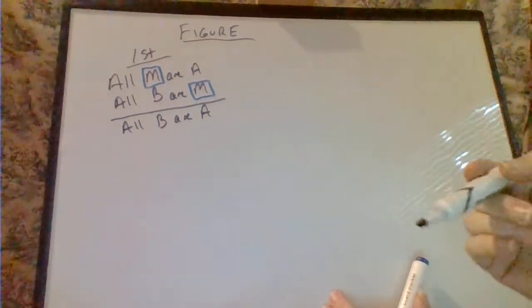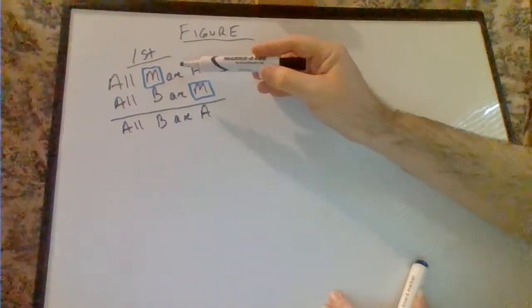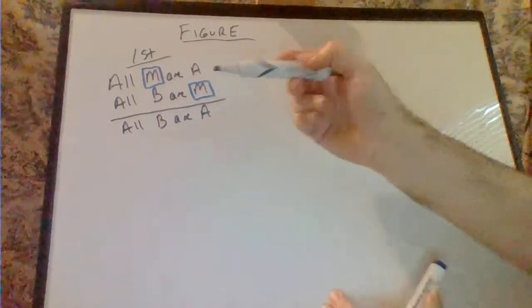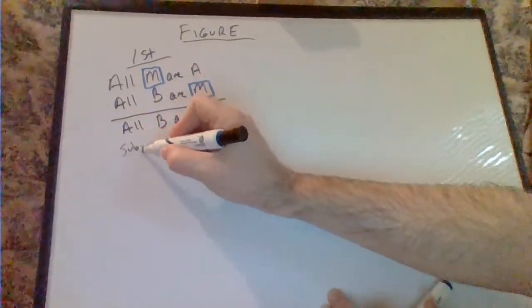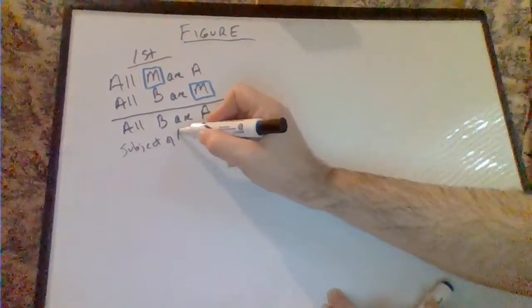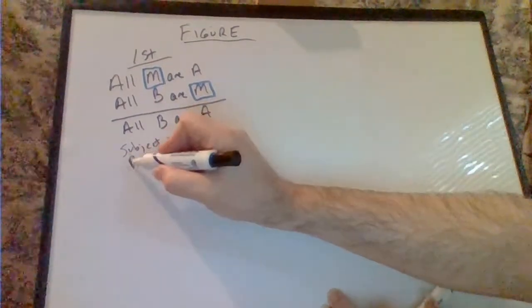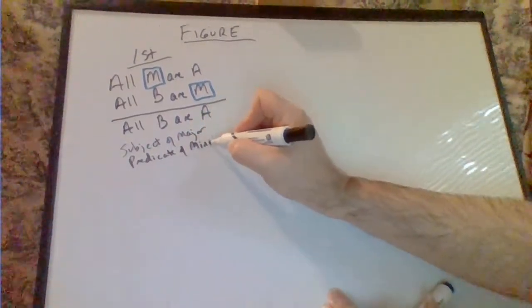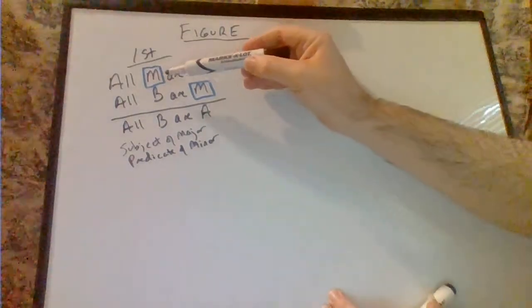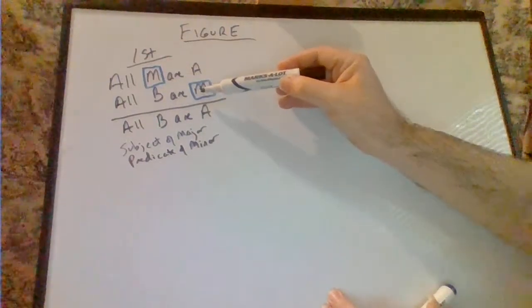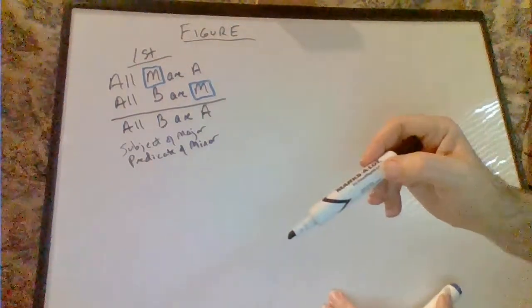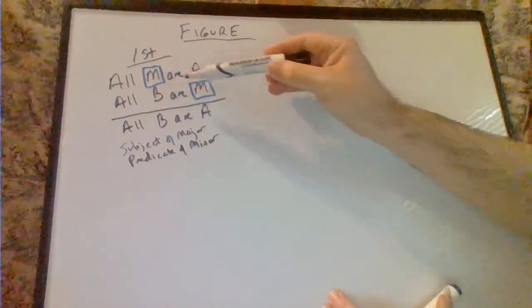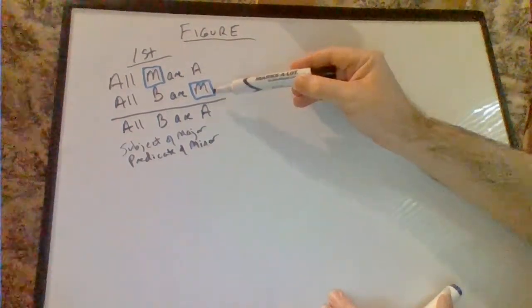All right, so the point is, though, that to be a first figure, the middle term has to be in the subject of the major and the predicate of the minor. So any time that the middle term is in that configuration, that's referred to as a first figure syllogism, okay? So if the middle term's in the subject of the major premise and the predicate of the minor premise, that's first figure.